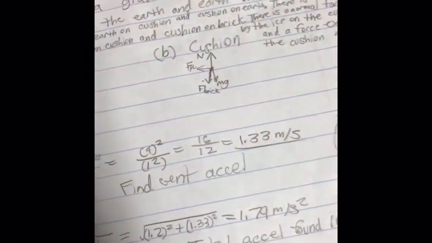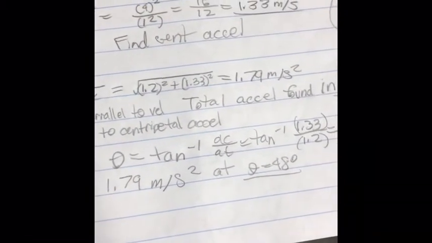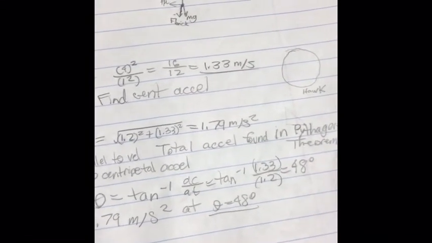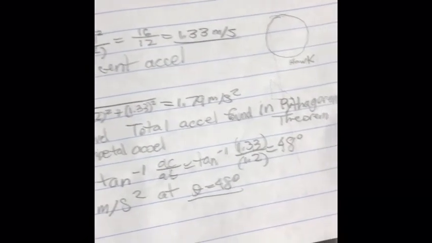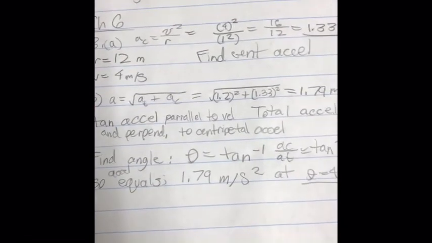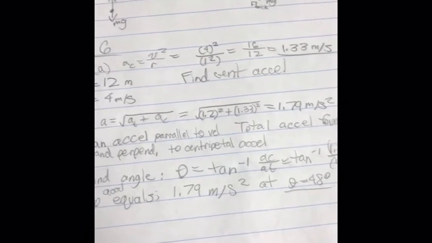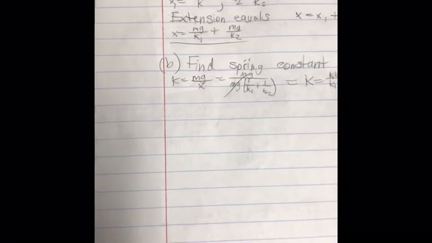And then we were asked to find the angle. So I used the formula theta equals tan to the negative 1 of a_c, the centripetal acceleration, over the tangential, and then I plugged it in and got 48 degrees. So 48 degrees and 1.79 meters per second squared. Okay, for chapter 7, I did number 21.